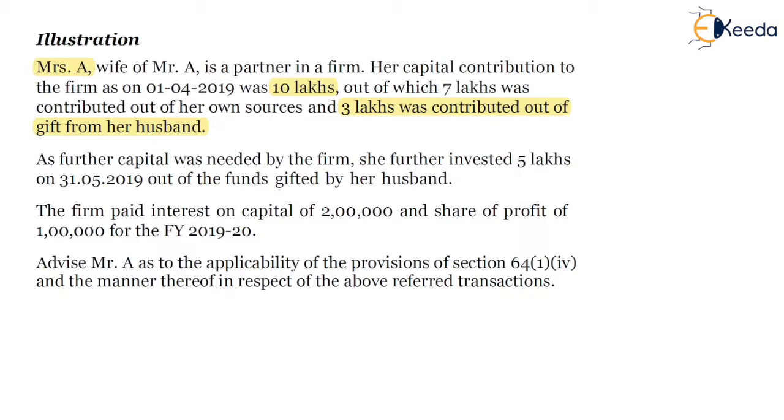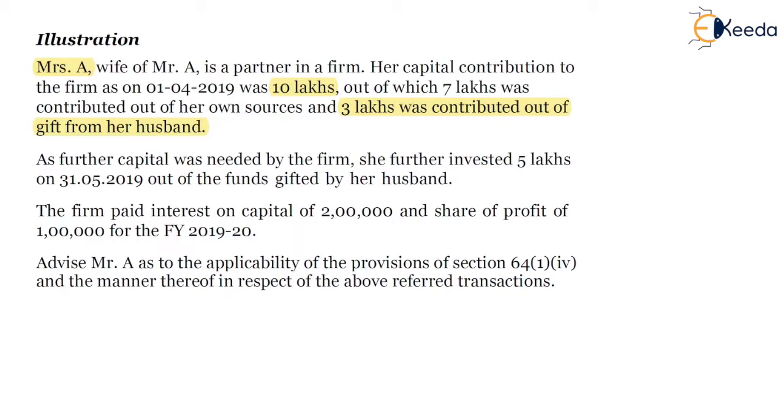amount contributed on behalf of the spouse, to determine the clubbing provisions, to determine what amount will be clubbed in the hands of an individual, in the hands of the transferor, will be determined by a ratio. Numerator is nothing but amount contributed by such an individual divided by total amount of contribution.